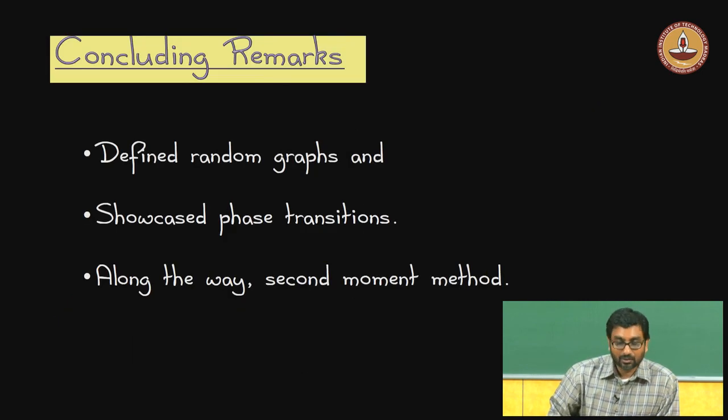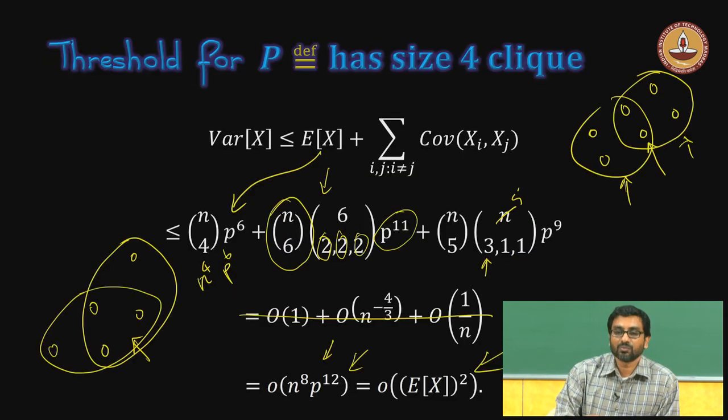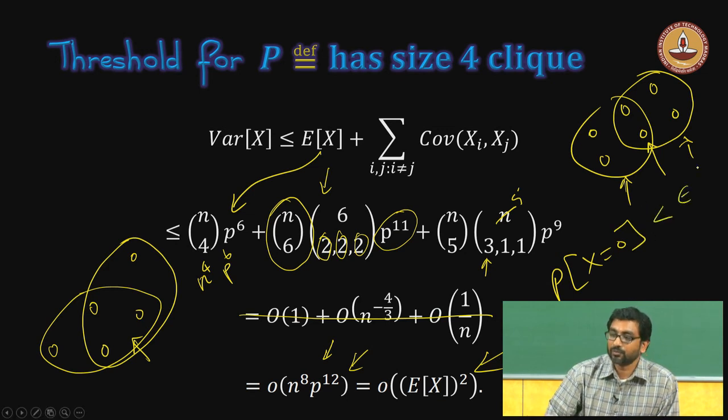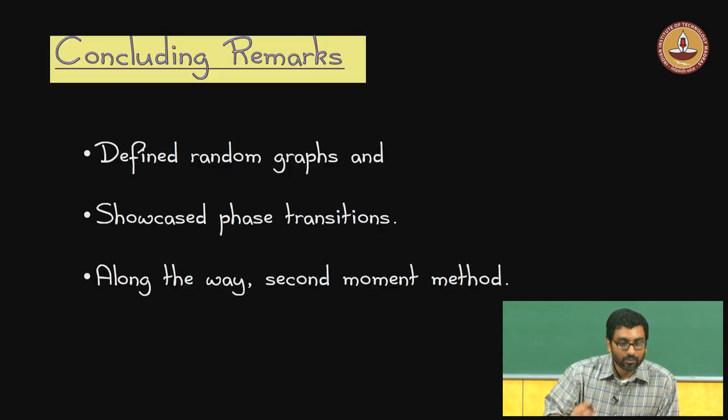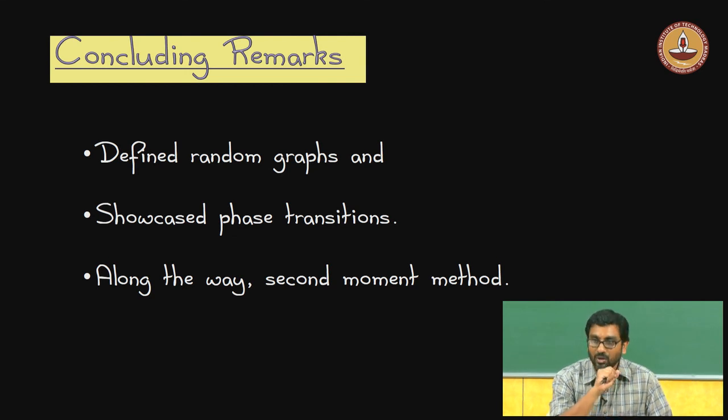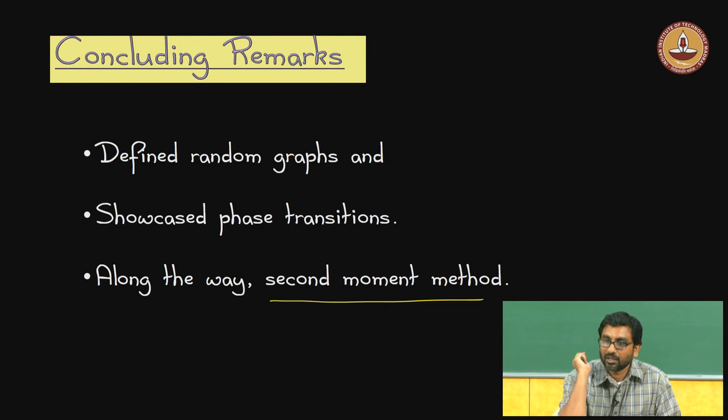That really brings us to the end of this segment, because what we have shown is that the probability of x equal to 0 is less than epsilon for any arbitrarily small epsilon. That is exactly what we wanted to show and completes all the cases. Let me conclude. We have introduced random graphs, defined transitions, and shown one phase transition. Along the way we learned a nice method called the second moment method.